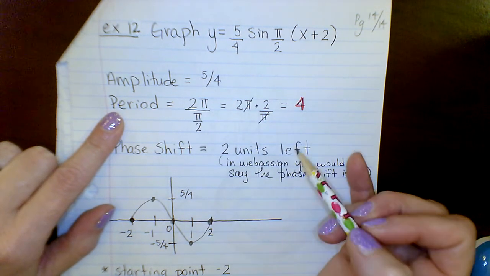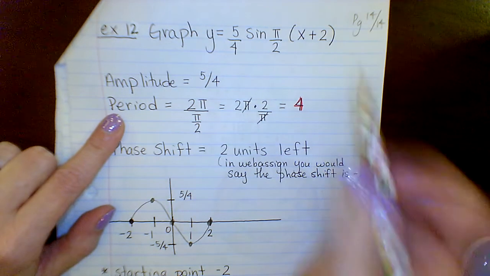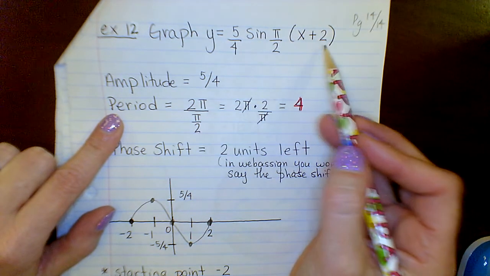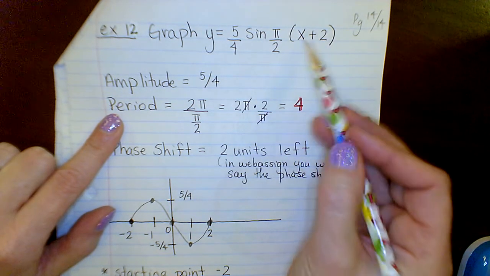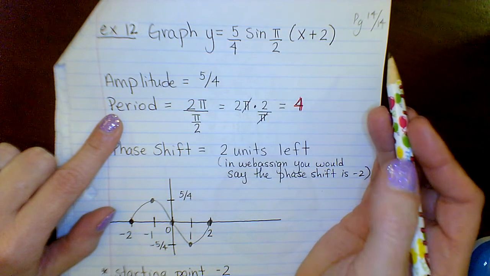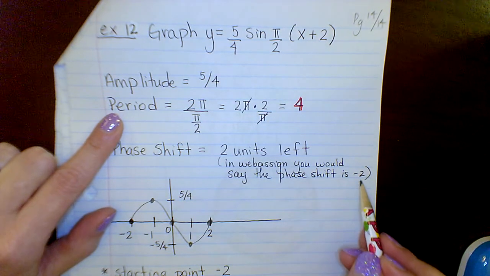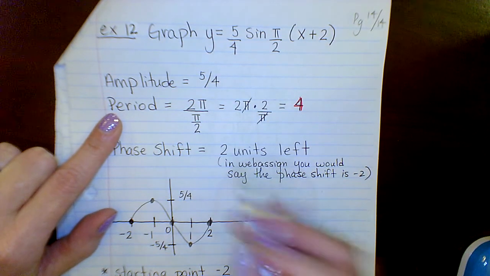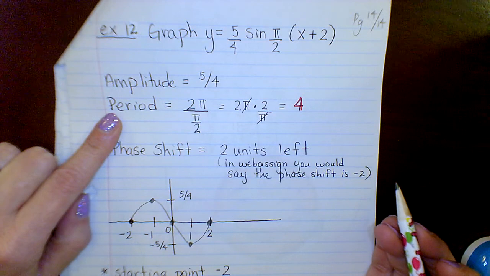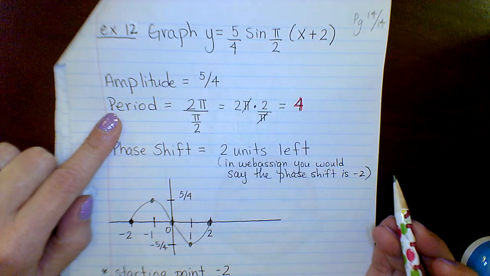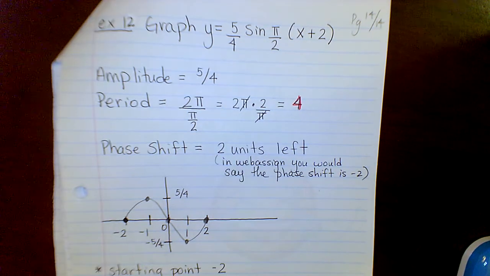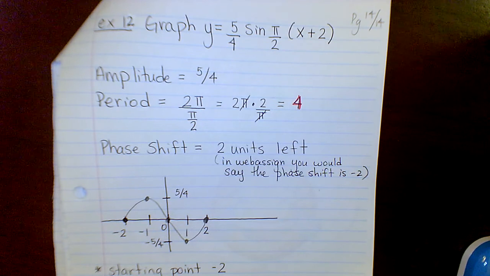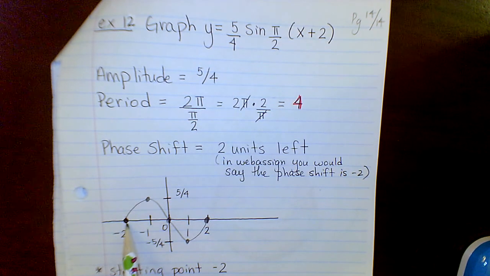No pi, just 4. The phase shift, again, doesn't have a pi in it. It's just 2 units. Which way? See that plus? That's the left. So in WebAssign, you would say the phase shift is -2 because it's left 2 units. All right, so I'm going to start off 2 units to the left. There it is, 2 units to the left.